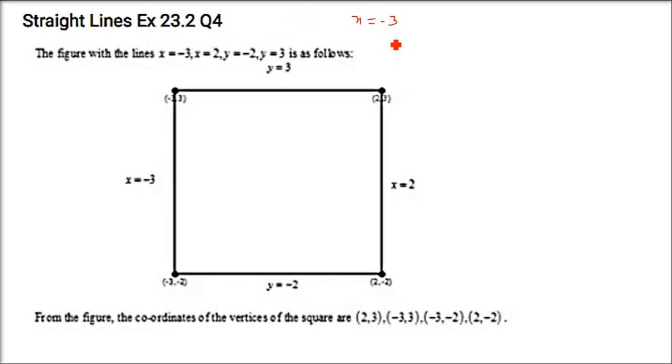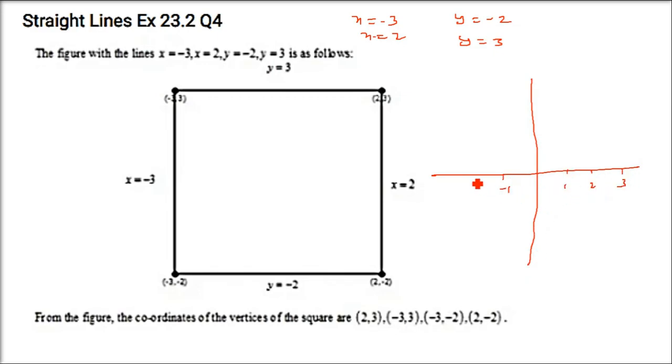Equals minus 3, x equals 2, y equals minus 2 and y equals 3, and write the coordinates of the vertices of the square so formed. So these are the coordinate axes: 1, 2, 3, minus 1, minus 2, minus 3 on the x-axis, and on the y-axis we have minus 1, minus 2 and minus 3. On the positive y-axis we have 1, 2, 3.